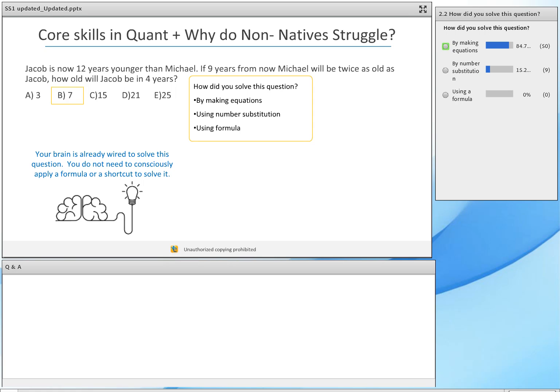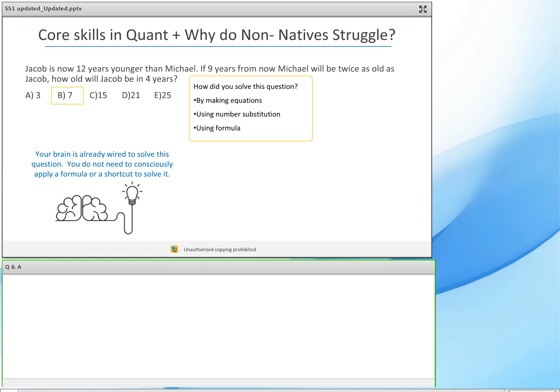But the reason why a lot of us solve this question by making equations is because our brains are wired to do it this way. The moment we see a number properties, a word problem question, and the way we see, hey, Jacob's 12 years younger than Michelle, essentially, our brain forms these equations which says, hey, m is equal to j plus 12. That's something that our brain's wired to do.